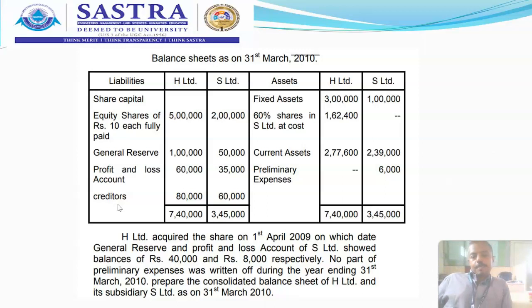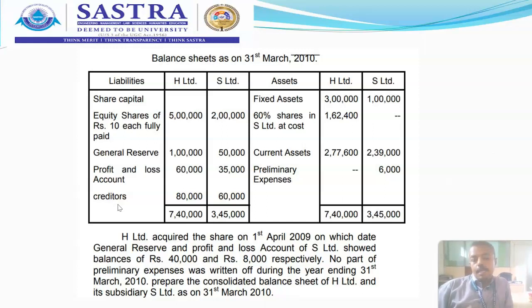So what is the difference? 45,000 on debit side, credit side 8,000 opening balance. We subtract, we will get 37,000 as profit for the current year. This 37,000 is called the revenue profit of the subsidiary company. So it is simple to calculate the revenue profit.